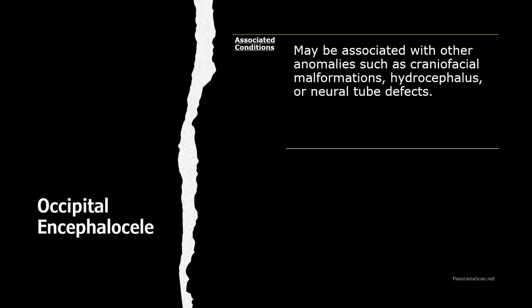Occipital encephalocele is not always an isolated anomaly. It can often be associated with other conditions that further complicate the clinical picture. These associated conditions may include craniofacial malformations such as facial asymmetry or midline defects, which can coexist with the occipital skull defect. Hydrocephalus, which is characterized by an abnormal accumulation of cerebrospinal fluid in the brain, leading to increased intracranial pressure and enlarged ventricles. Other neural tube defects, such as spina bifida, which may indicate further disruptions in neural tube development.